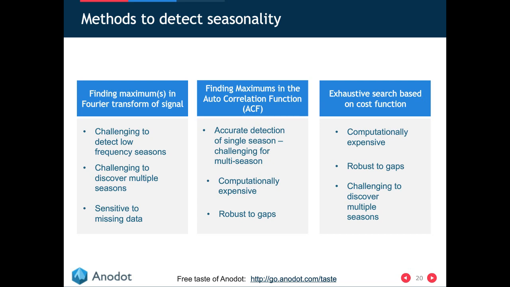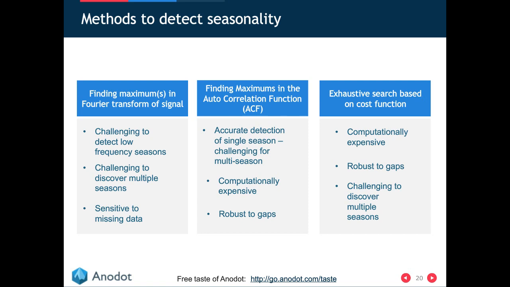Another technique, which is computationally expensive, is finding maximums in the autocorrelation function. That's a pretty accurate detection method for a single season. It's a bit challenging for multi-season, not impossible, but a bit challenging. The disadvantage, if you're building a large-scale system, is that it's very computationally expensive. Another nice aspect is that it's fairly robust to gaps in the data, missing data.